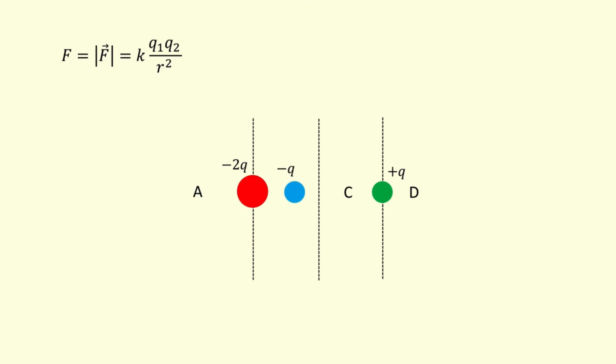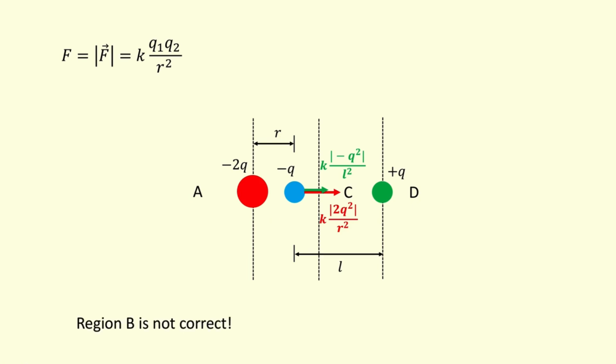Now let's focus on region B. The repulsive force between red and blue is this vector, and the attractive force between blue and green gives us a vector in the same direction. That means these two vectors cannot cancel out and get zero net force. In other words, region B is not correct.